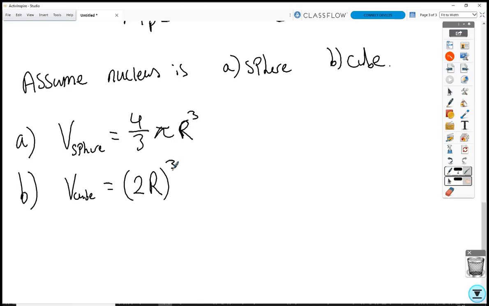4 over 3 times pi is, as a decimal, so put it into a calculator. It's 4.2. Okay, so 4.2. So if we model it as a sphere, we get a lesser volume than if we modeled it as a cube. Okay. At this point, though, we have enough information about the nuclear radius that from this point we can model it as a sphere rather than a cube. But you might have instances where a question asks you to model it as a cube. Okay.